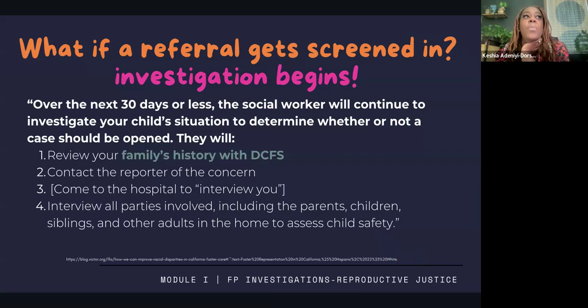I did change this part because of our presentation. On their website, it says that they're going to come to the house to interview you. But typically in the context of these cases, they're coming into the hospital to interview you and to talk to you about the allegation or the referral that was made to the hotline. I say interview nicely; I think it's more akin to an interrogation. They also will talk to all the parties involved, including, if there's multiple parents, the children, their siblings, and other adults in the home.